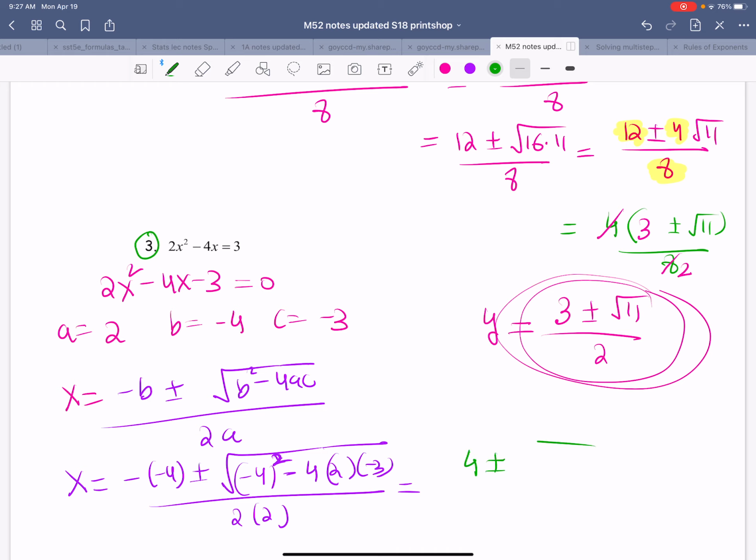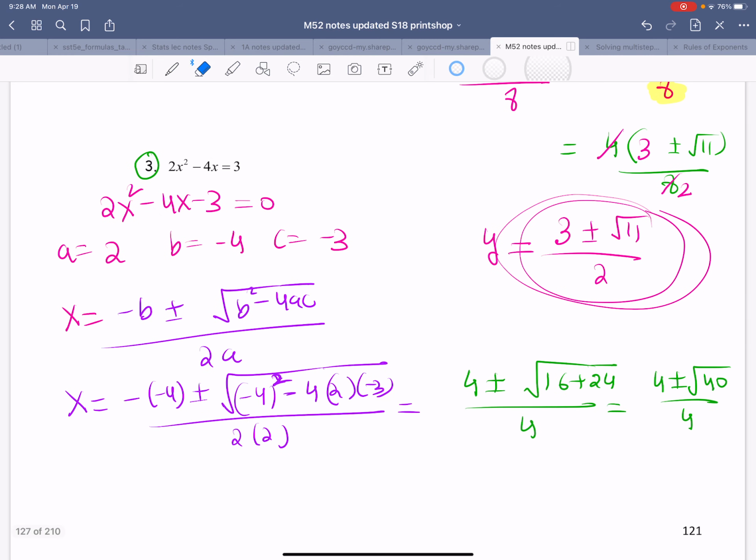Negative times negative will give me a positive 4. Square root of 16. Negative times negative is a positive. 4 times 2 is 8. 8 times 3 is 24, divided by 4. Okay, so we have 4 plus minus square root of 16 plus 24, which is 40, divided by 4. If you leave it right there, it would not be absolutely correct because you can still simplify. Here, we still need to do some simplification, so it's not done yet. And we need to factor things out from the numerator and cancel with the common factors in the denominator.